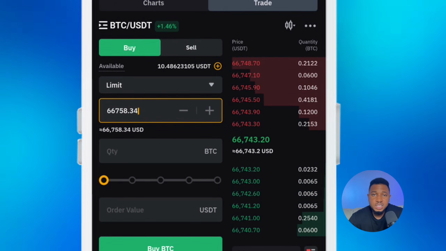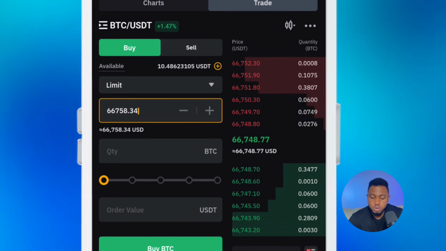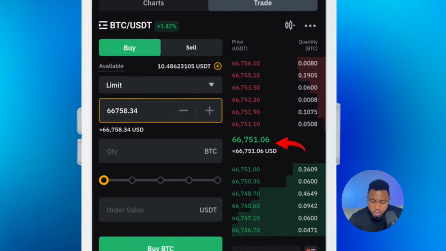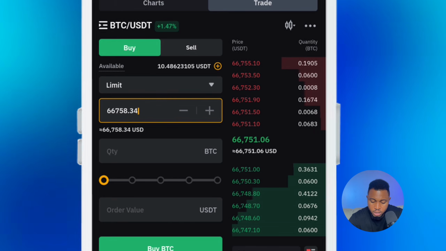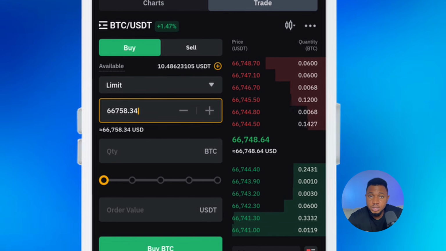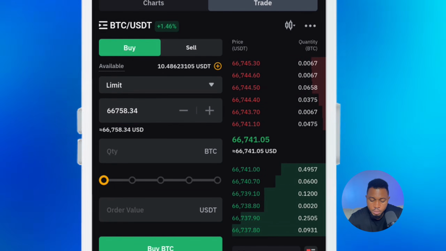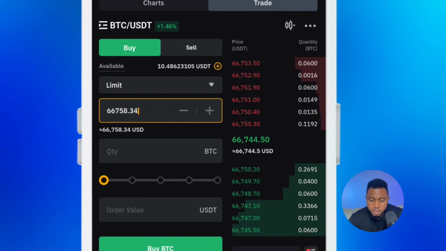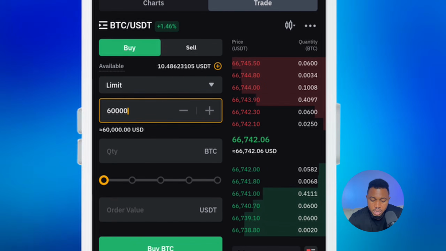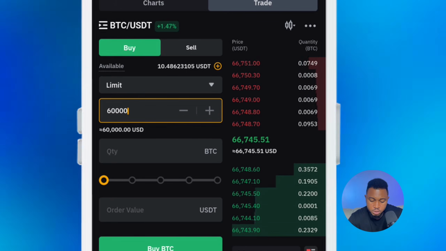Alright, so limit is simply telling Bybit or any crypto exchange that this is a particular price you want to buy this particular coin. Now when you look right here, you can see that the current price of BTC is around $66,751. But let's say you don't want to buy it at this price because you feel like it's going to go down a little bit, and that is where you want to buy. So you can come here and then set it at limit. Come here and put in the limit price you want to buy it. So I can say, okay, if BTC gets to $60,000, then go ahead and buy this BTC for me at $60,000 because you believe it's going to go down to $60,000.